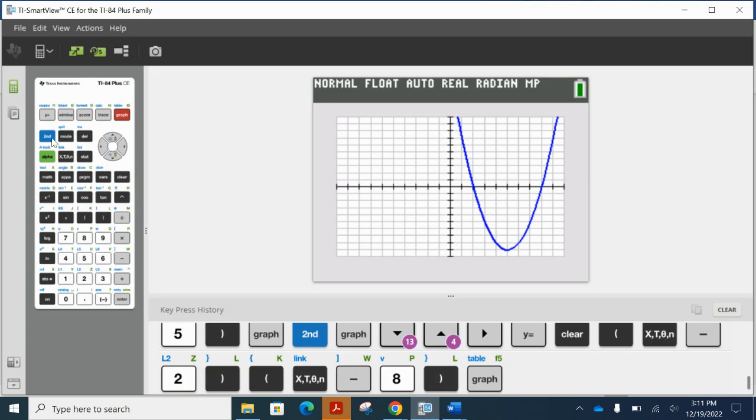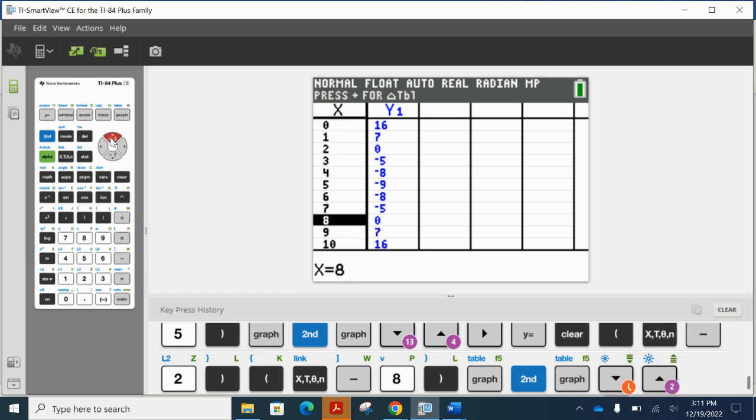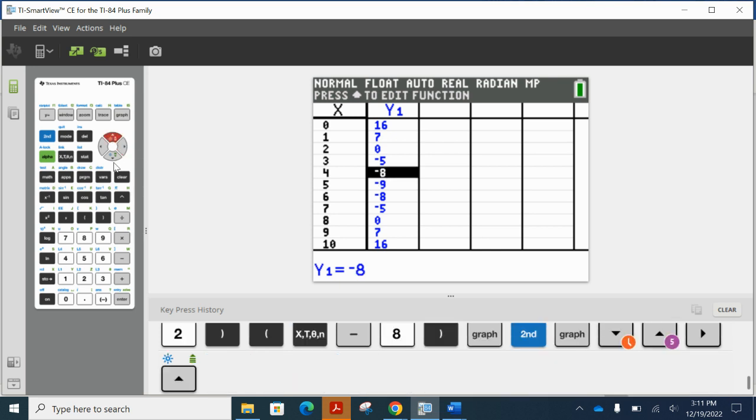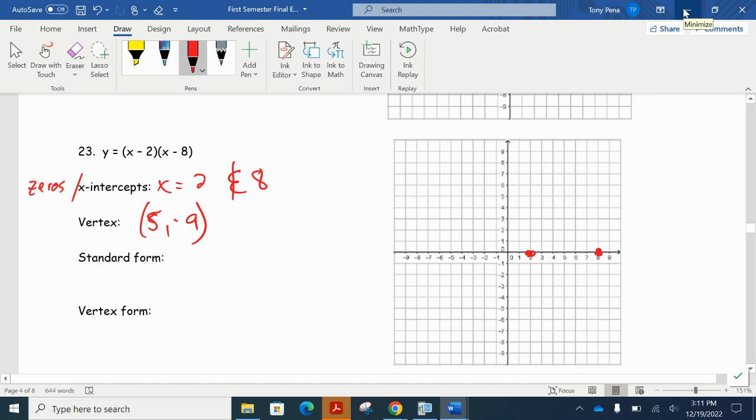If you go to your table, it will also prove this. So if I go to 5, -9, notice how the point in front and the point behind are the same. And the point 2 in front, 2 behind, -5, -5, and then 0, 0, 7, 7. There's that symmetry around that point, so that guarantees that that's our vertex.